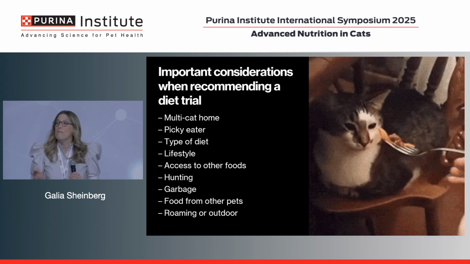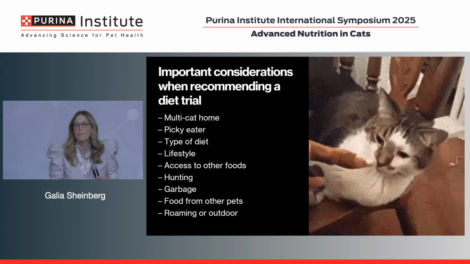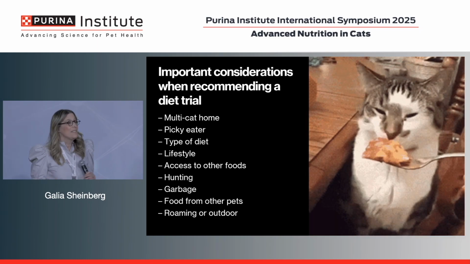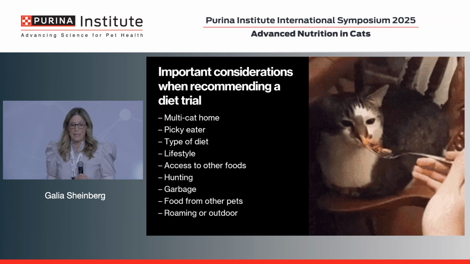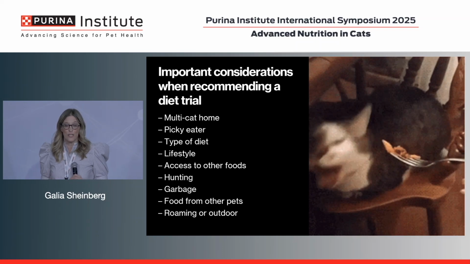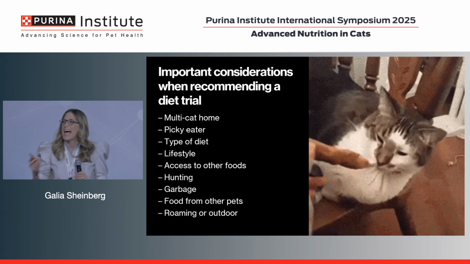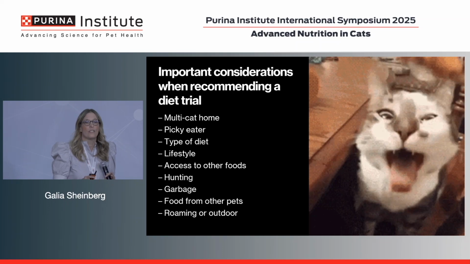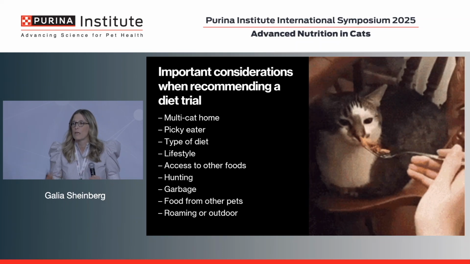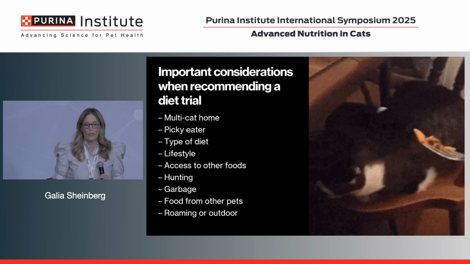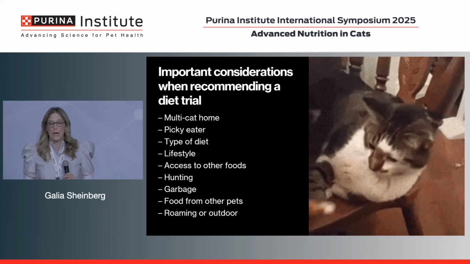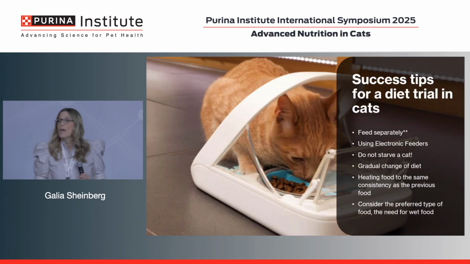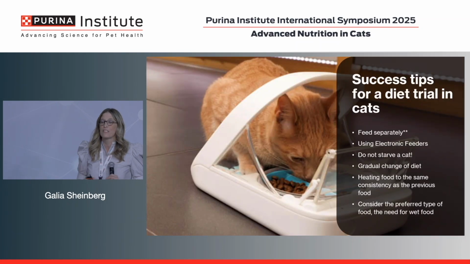We need to see if we have a multi-cat home. Is it even possible to do a strict diet? Is the cat very picky? Is the owner particular about the diet recommendation? What type of lifestyle does the cat have? Does it have access to other foods or to hunting? In certain circumstances, we cannot recommend a diet trial because of the living conditions, and you have to be able to identify those cats in order not to waste time, because it's not worth recommending a specific diet trial if it's not going to work.